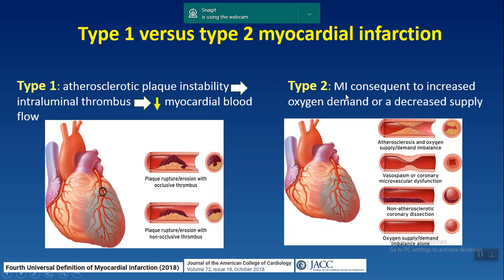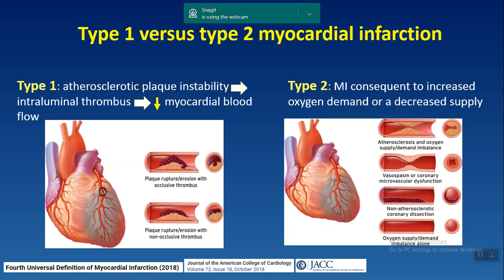Type 2 myocardial infarction is an MI that is consequent to an imbalance between oxygen demand and oxygen supply to the heart. This means that it's not related to atherosclerotic plaque instability, but instead it's related to a sudden increase in the oxygen demand, like when the patient experiences ventricular arrhythmias, or any type of tachyarrhythmias, or the patient suffers from acute blood loss. This causes increased myocardial oxygen demand.